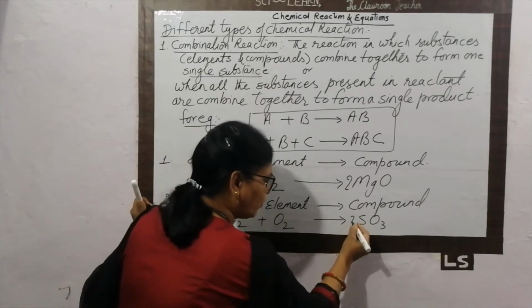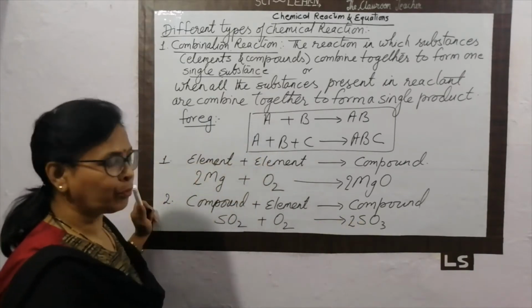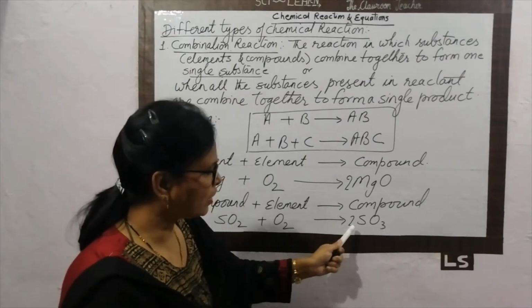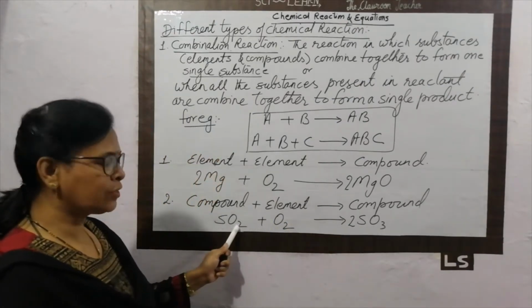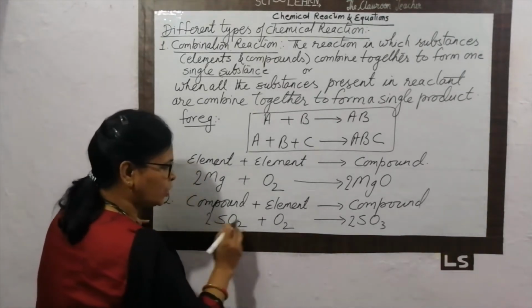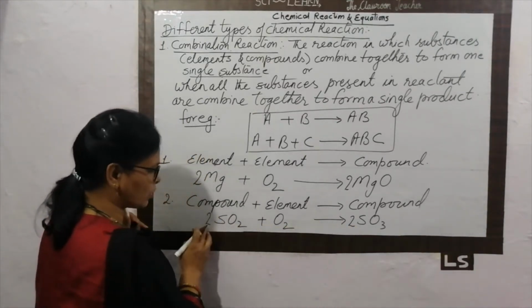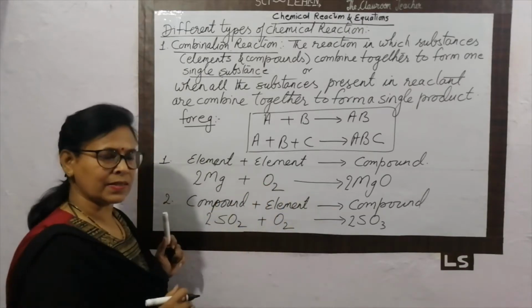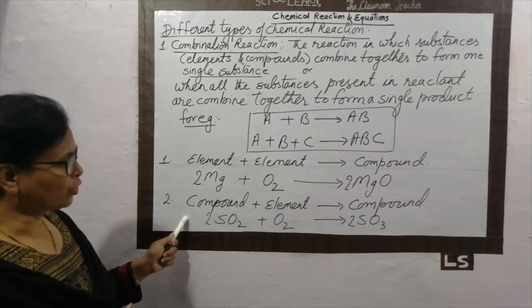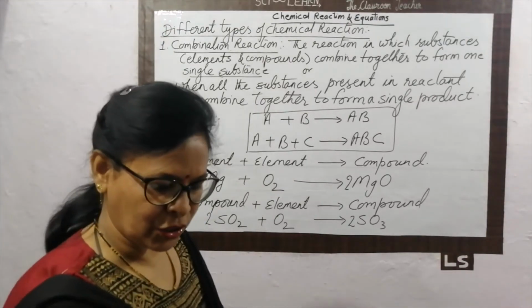The minimum number we are able to put here is 2. When we put 2 here, the sulfur number goes to 2, and the oxygen number is 3 times 2, which is 6. But here oxygen is 4 only and sulfur is 1. So we put a 2 here. Now sulfur is 2 and 2. Oxygen is 2 times 2 is 4, plus 2, 6. Oxygen is 6 there. And this is the balanced chemical equation. So this is the combination of compound with the element.